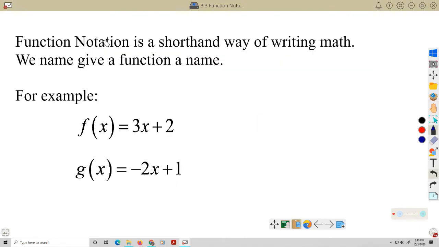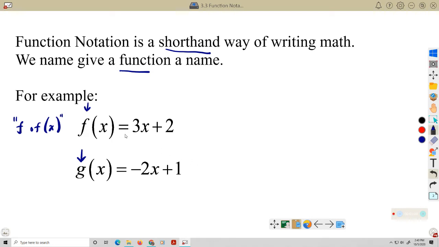Okay, so function notation, it's a shorthand way of writing math. So when we say shorthand, what does that mean? That means a quicker way. It's like an abbreviation. That's another way to think of it. So what we do is we give a function a name. So we call it like f or g. Those are the names of these functions. And for this, I would say f of x, or g of x.